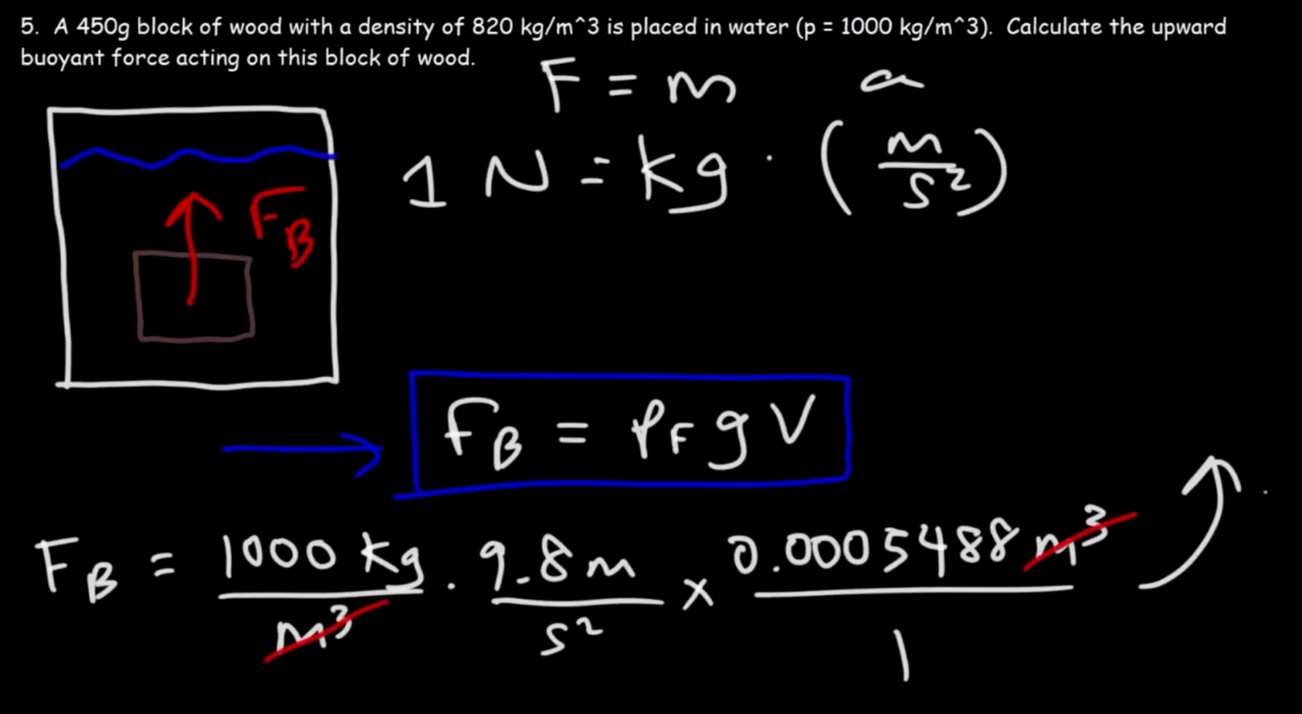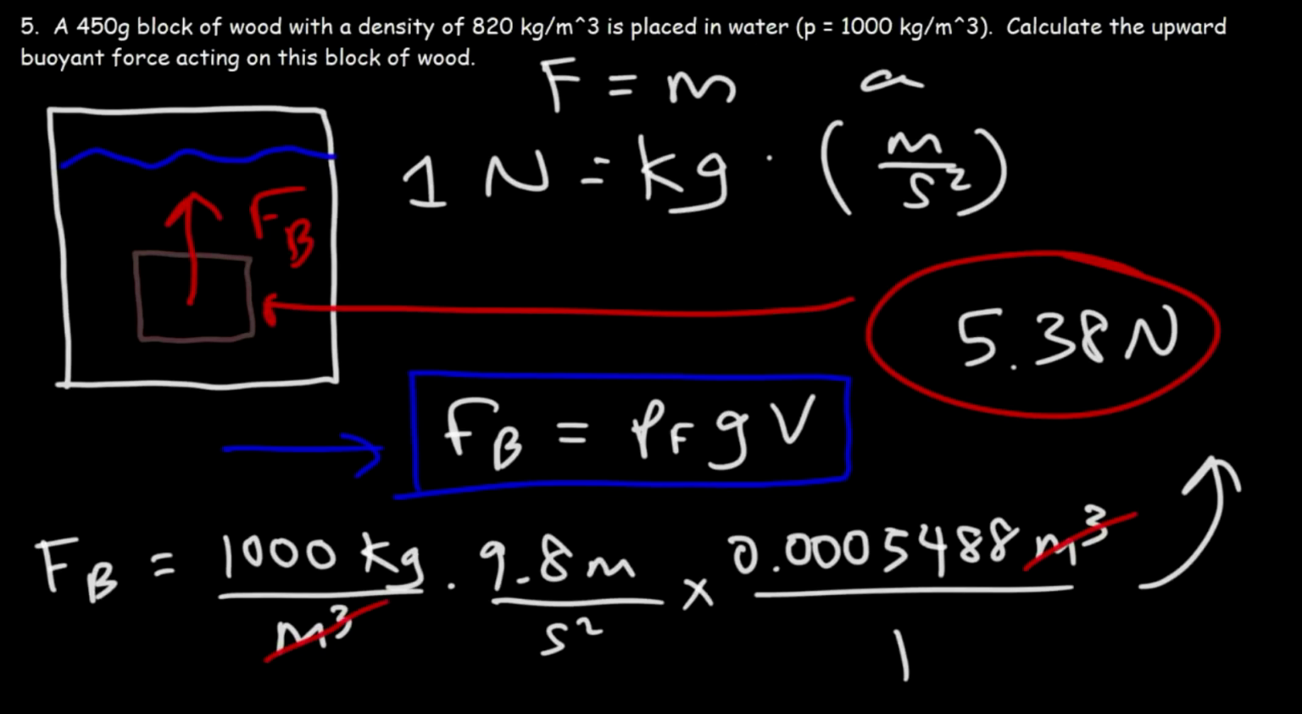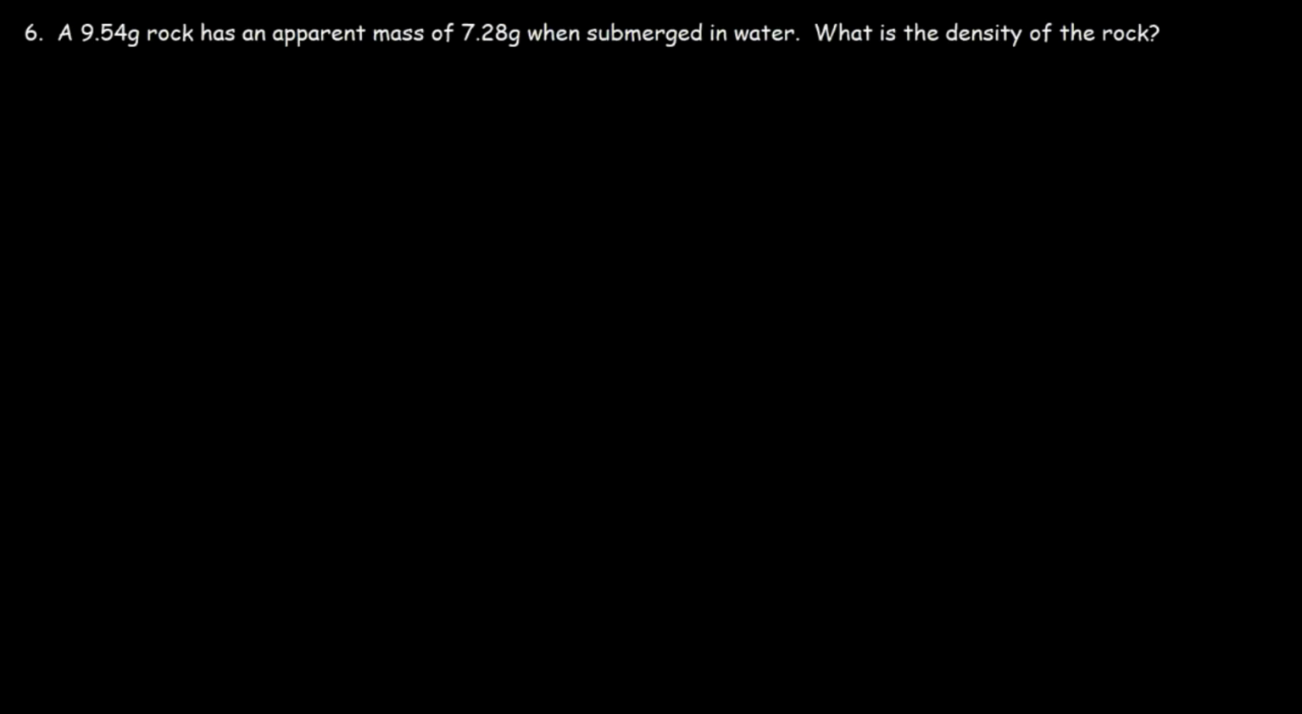So it's going to be 1,000 times 9.8 times 0.0005488. So that's approximately 5.38 newtons. So this is the upward buoyant force acting on this block of wood. Number 6. A 9.54 gram rock has an apparent mass of 7.28 grams when submerged in water. What is the density of the rock?